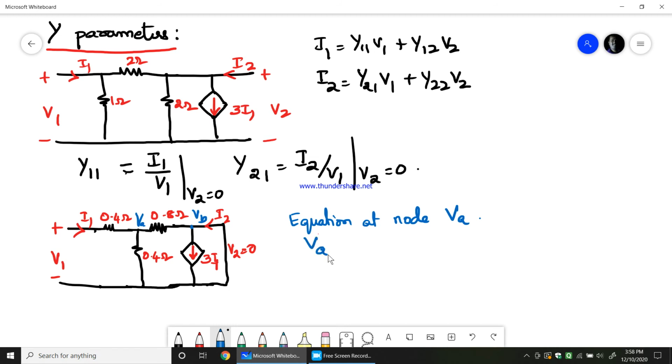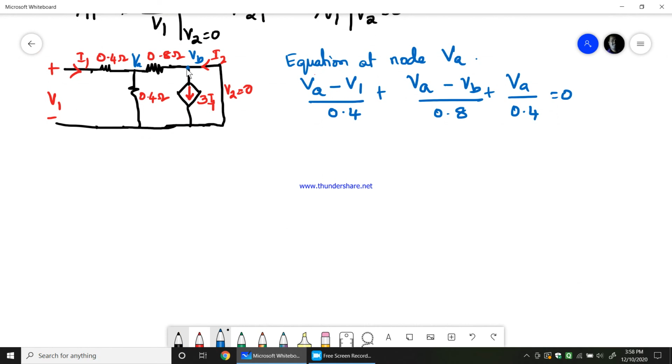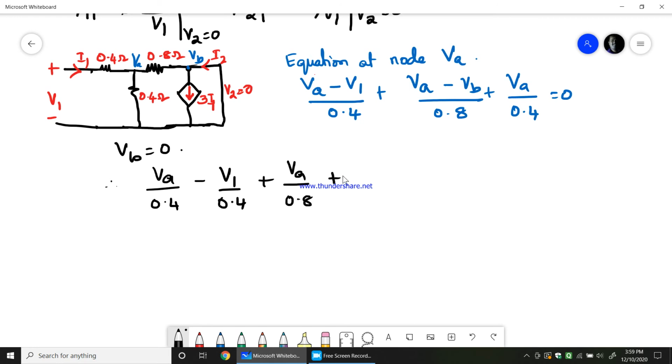I'll get (VA minus V1) by 0.4 plus (VA minus VB) by 0.8 plus VA by 0.4 equals 0. As we know, VB is 0 because it is shorted. So VB equals 0. Therefore, VA by 0.4 minus V1 by 0.4 plus VA by 0.8 plus VA by 0.4 minus 0, this is 0, equals 0.